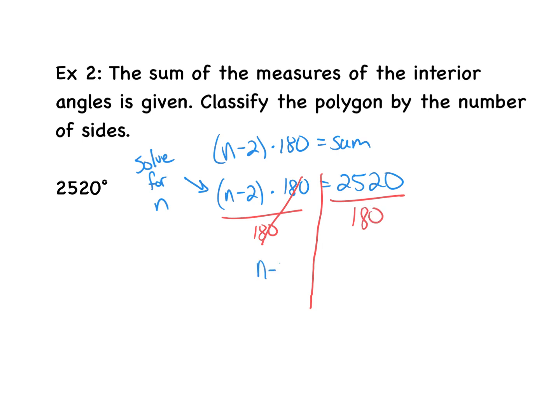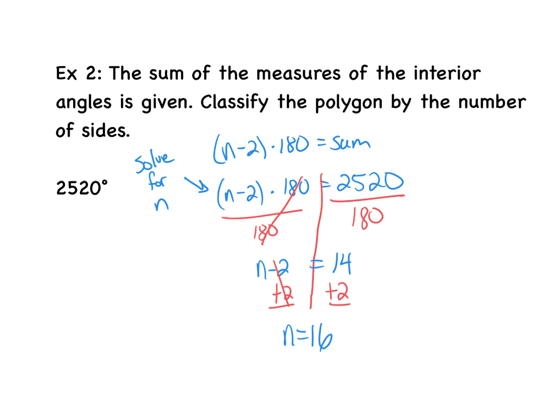So I'm going to bring my n minus 2 down. I don't need the parentheses anymore because the times 180 is gone. And I heard 2520 divided by 180 is 14. And then what's the last step, class? Add 2. To get that 2 to the other side. 16. n equals 16.